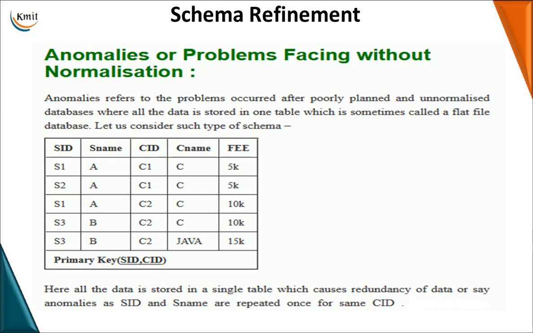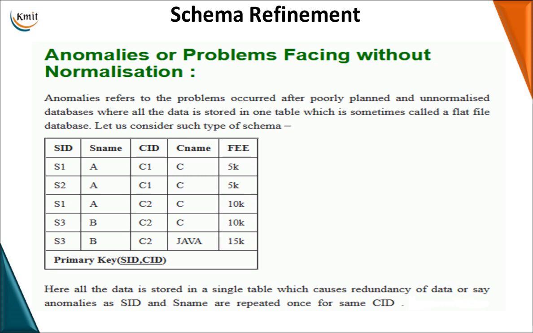Now, first and foremost, we said there are certain anomalies which lead to schema refinement. Why do we want this refinement of the schema? Anomalies are nothing but the problems that occur due to our poor planning, an unnormalized design. Now just look at this particular table. This table is storing all the information about the students and the courses that they take, the fee structure and everything. Because of this, if you observe, when every student registers into multiple courses, the details of the student are repeated again and again.